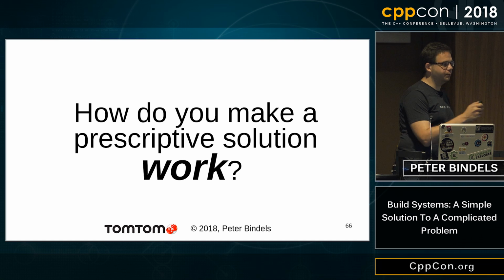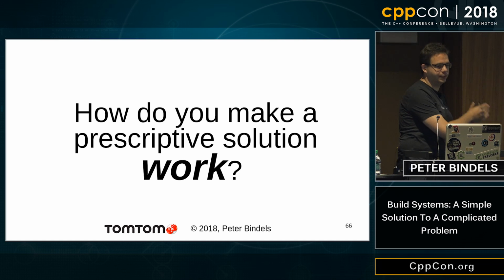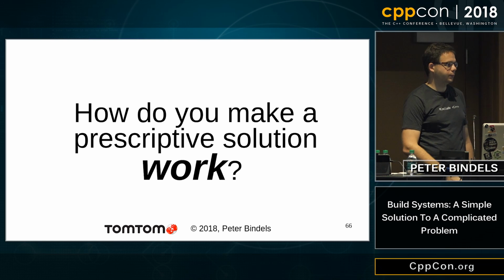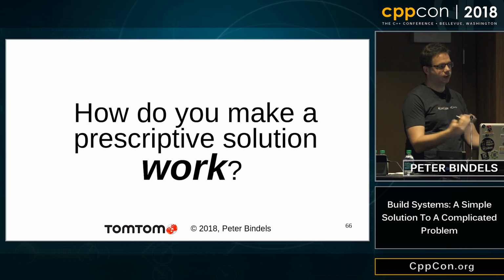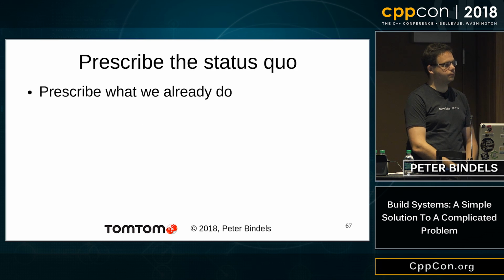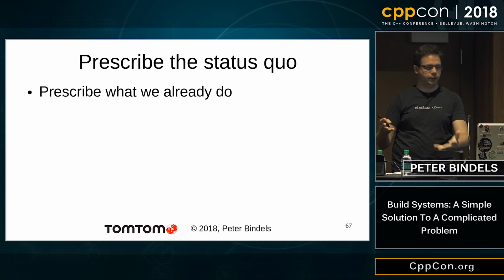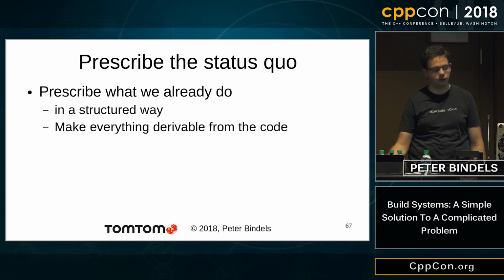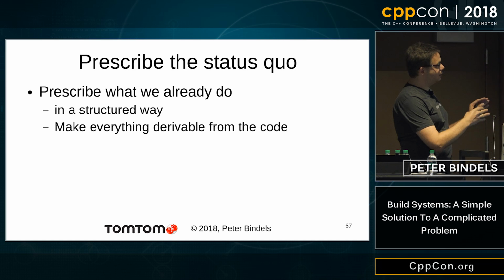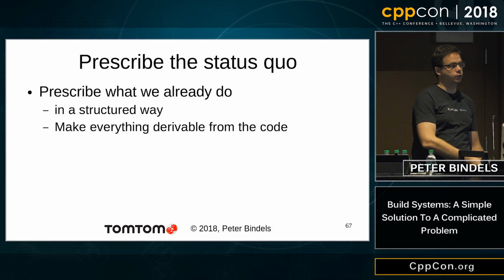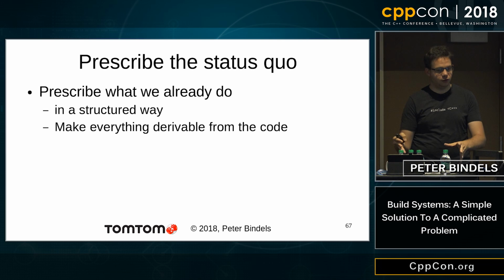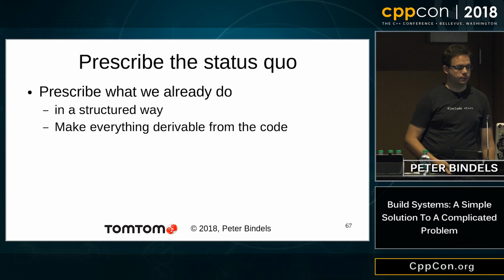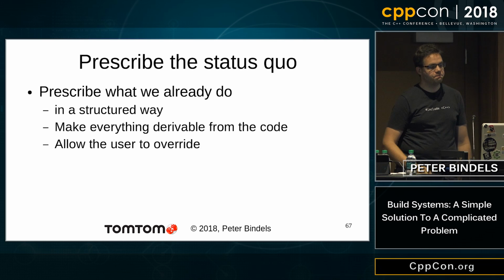Because we can, but we have to make sure that we don't accidentally trigger the things that make people hate it. So what about, we don't prescribe something new. We just take what's there, figure out what the status quo is, and prescribe that. So we tell you to do what you're already doing in a structured way, so that we know what's actually there. We can explain it to everybody else. We make sure that everything in there is such that we can derive things from the code. So if you have a current way of working that doesn't allow this, we are going to have to push you a little bit, but we prefer not to. We allow the user to override when necessary.